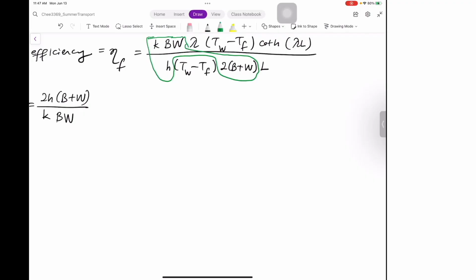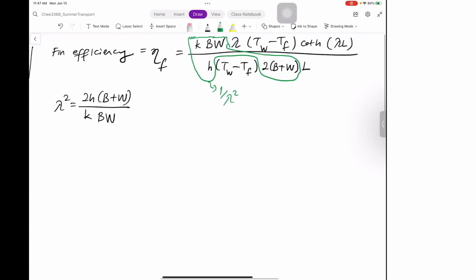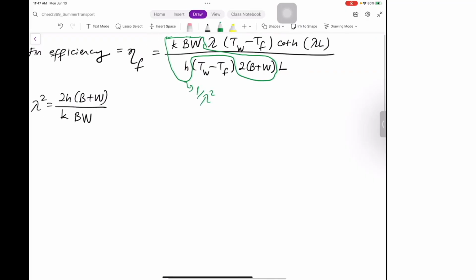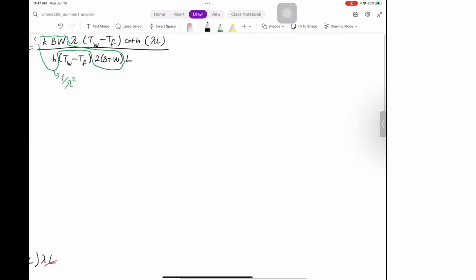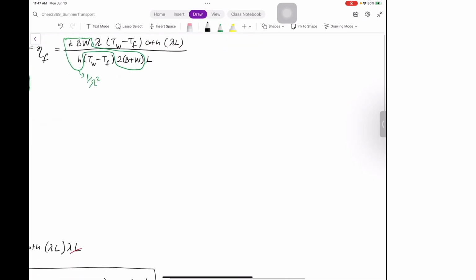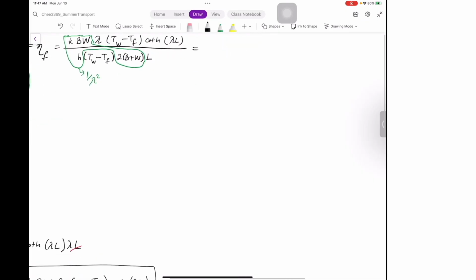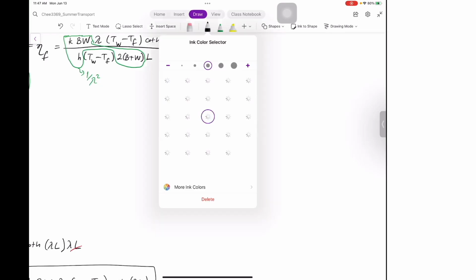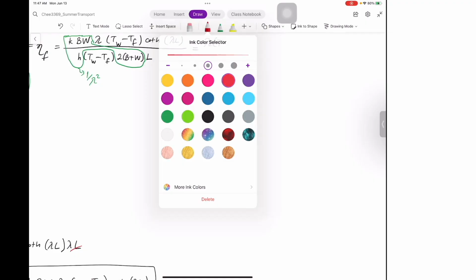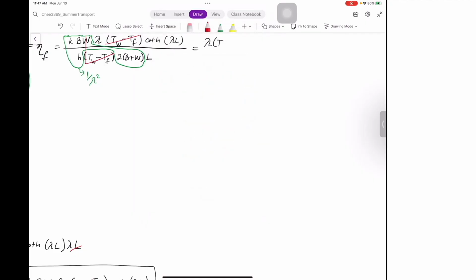So this part is 1 over lambda squared from this. And then the fin efficiency comes out to be lambda. And yeah, why don't we cancel the TW minus TF? Okay, good.